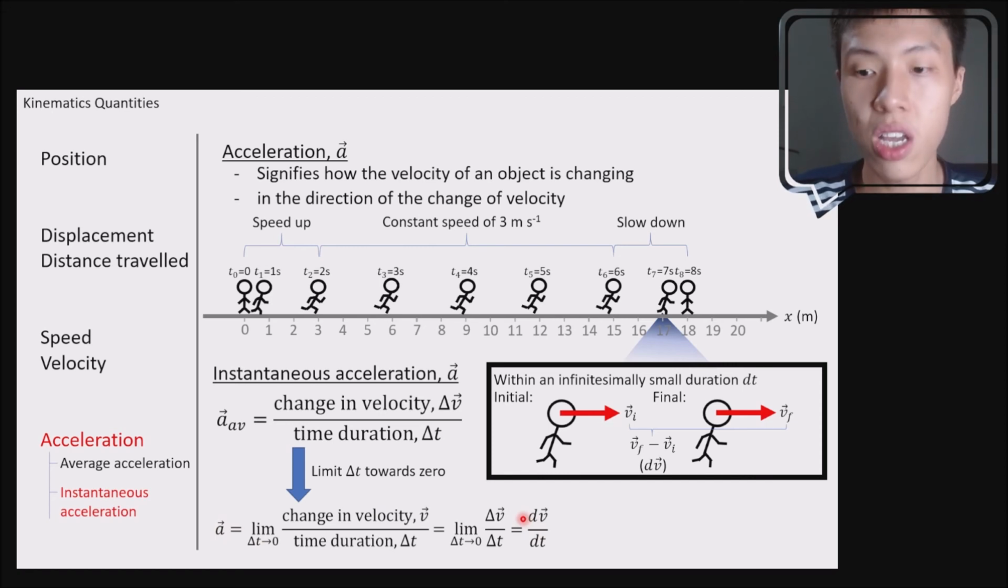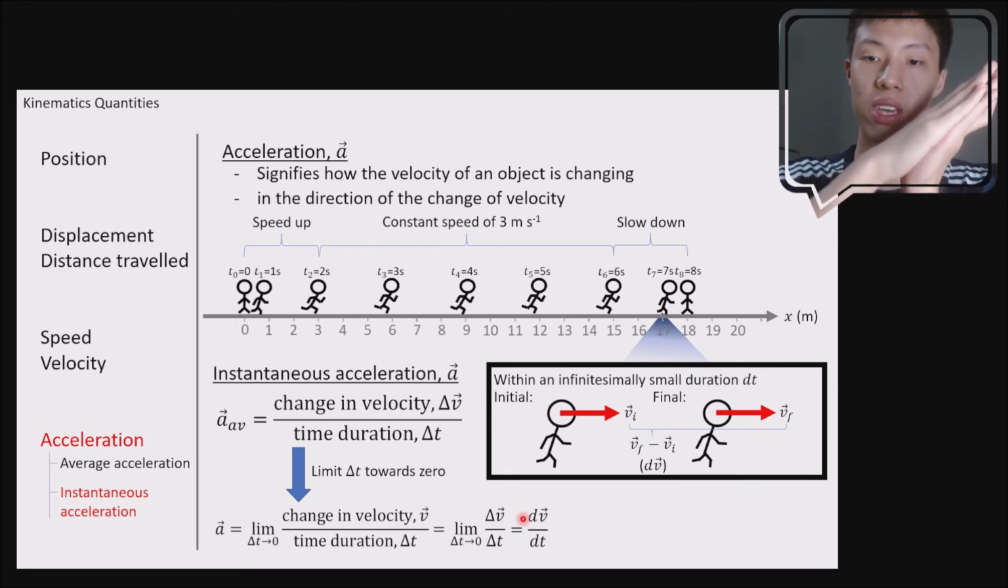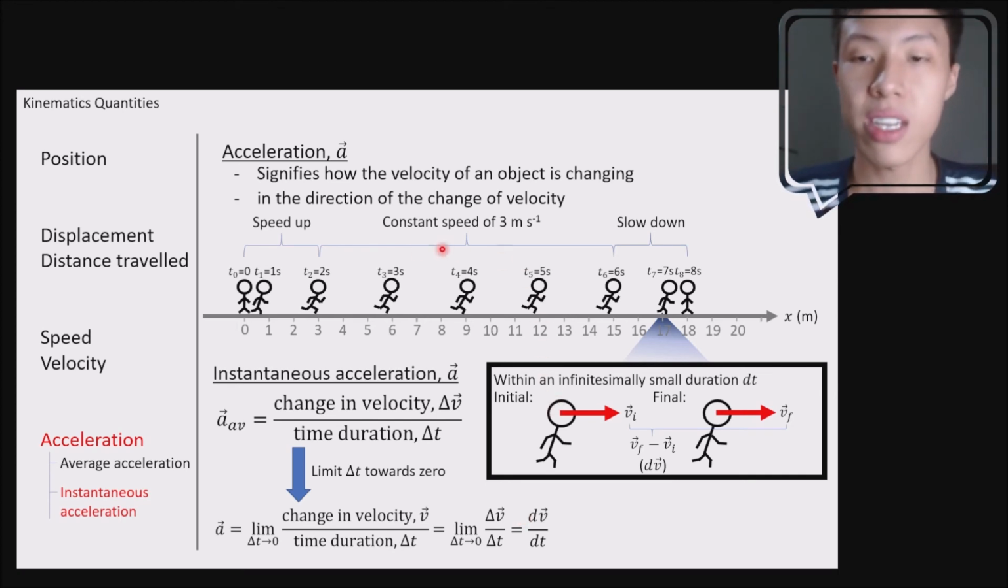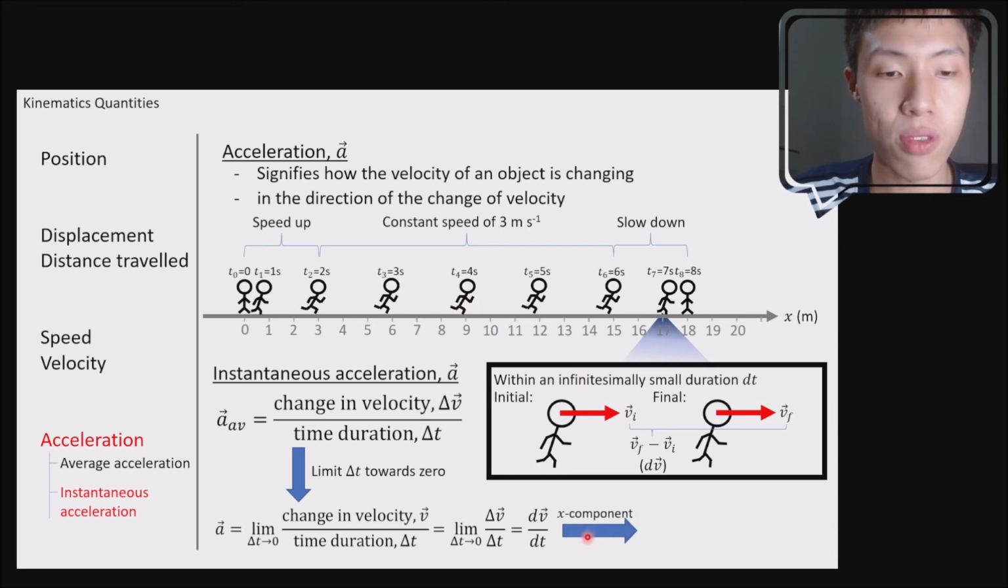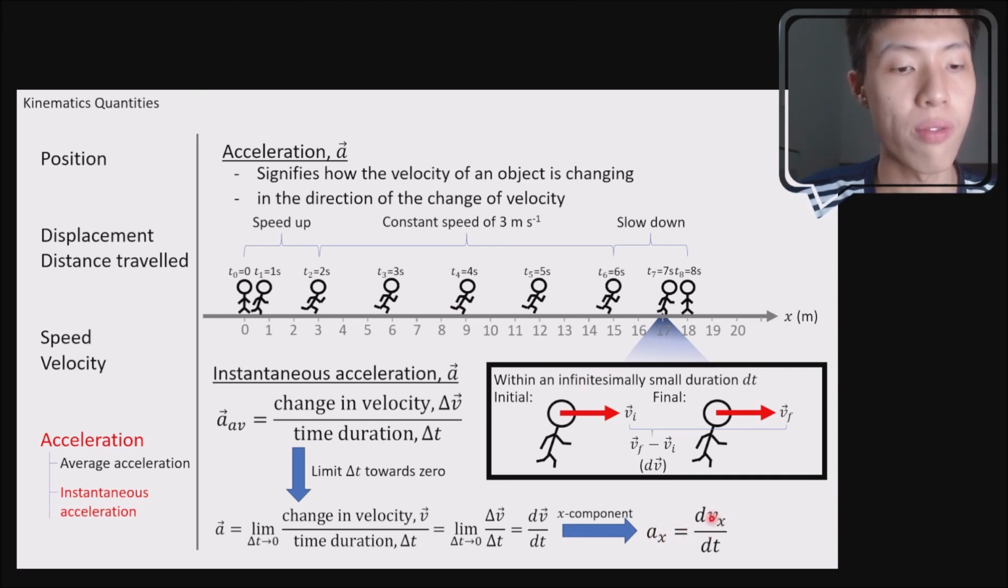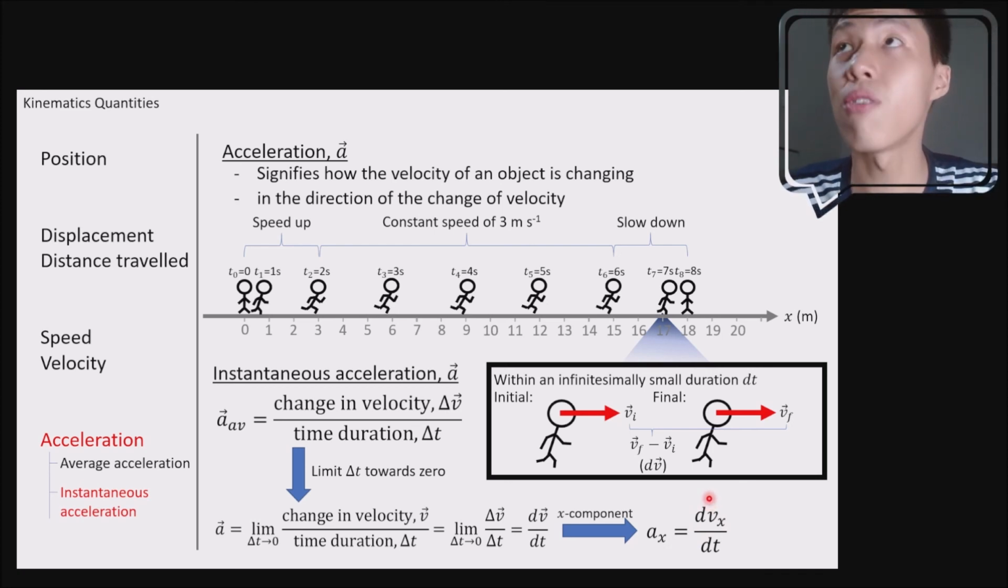But again, since this is a vector, to multiply or divide, you cannot do it with the direction. So in order to take into account the direction, we resolve into x and y, but here everything is in the x direction, so we only resolve to the x component. The x component of acceleration equals the change of the x component of velocity over time: dvx over dt. Of course, you can have the y component, then it's ay equals dvy over dt. So this is the mathematical idea of acceleration.